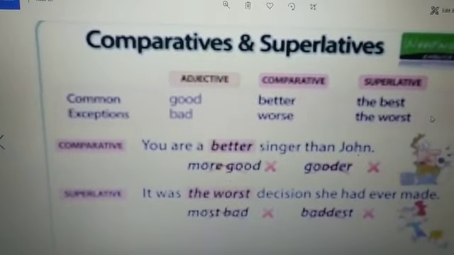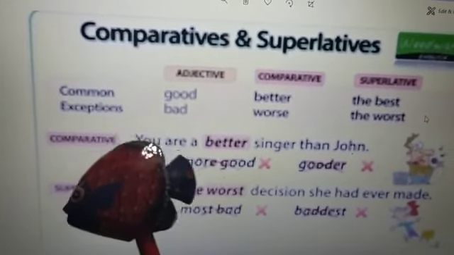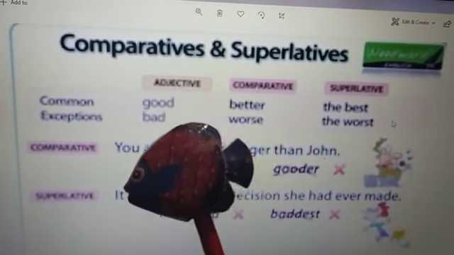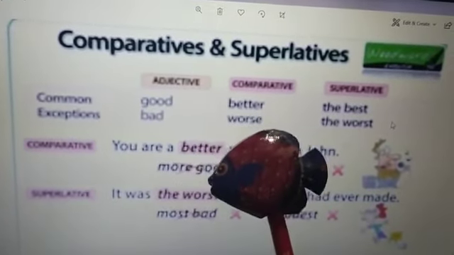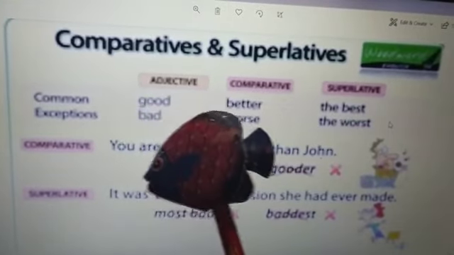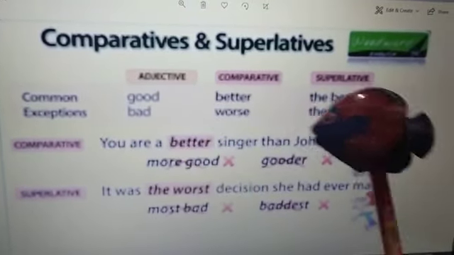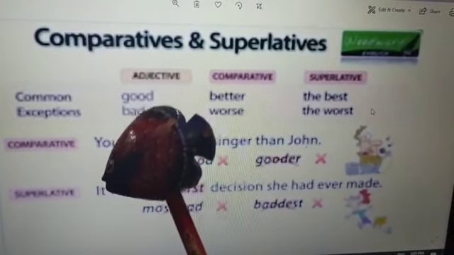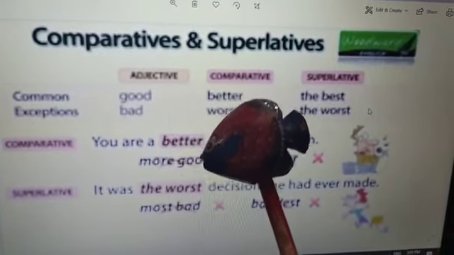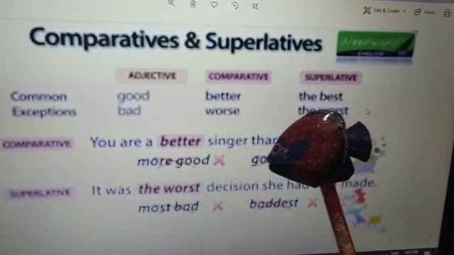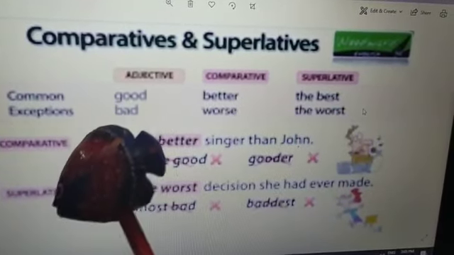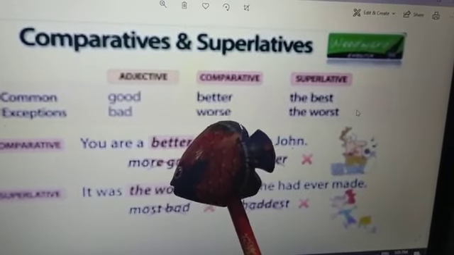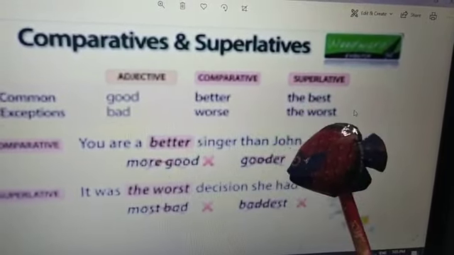Now students, there are some common exceptions in this type of irregular words. We don't add ER or EST; we change the whole word. Like good: comparative is better, superlative the best. Exceptions are there, so here we will change the word. Bad: worse comparative, superlative the worst.